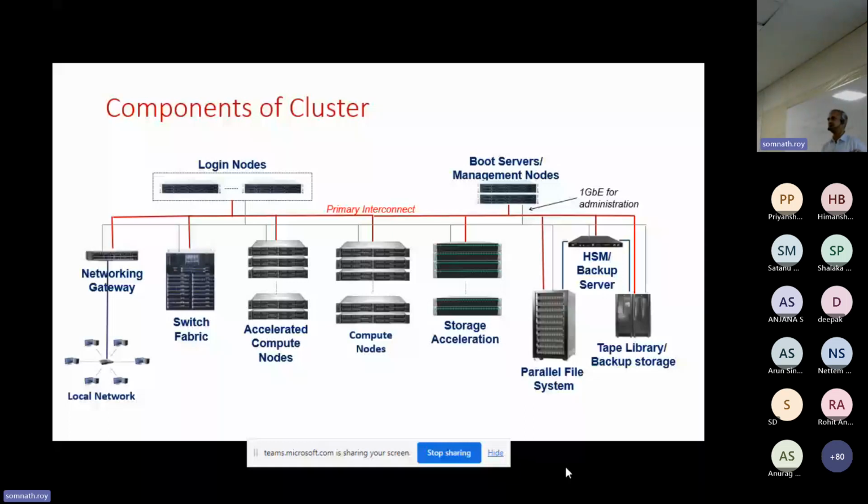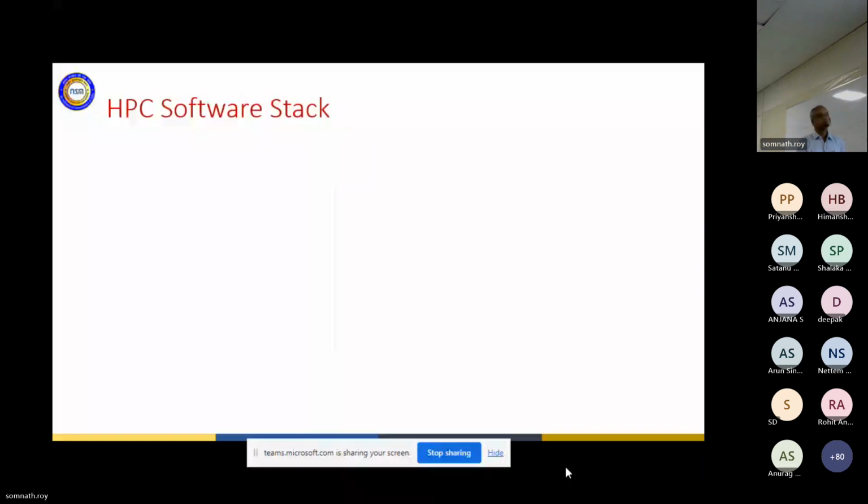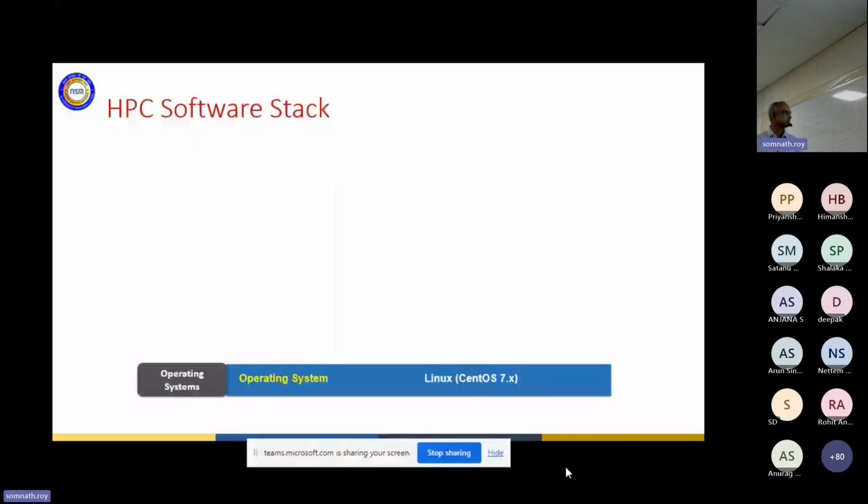Alright, so this is the complete picture. You may not see it like this because they will be in a rack, but internally they are divided into these kinds of parts, which you will see as part of a visit to the supercomputing facility. If such a complex thing exists for the hardware, it has to be complemented with the software stack. So let us see what these components are.